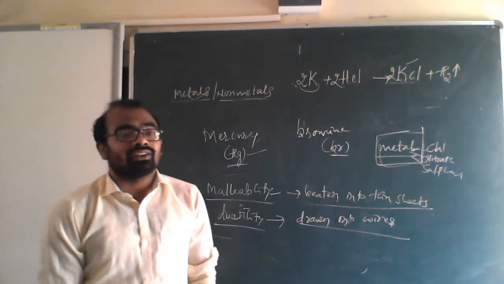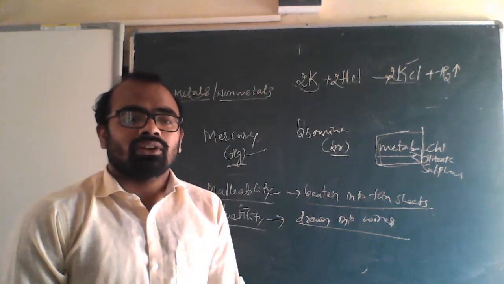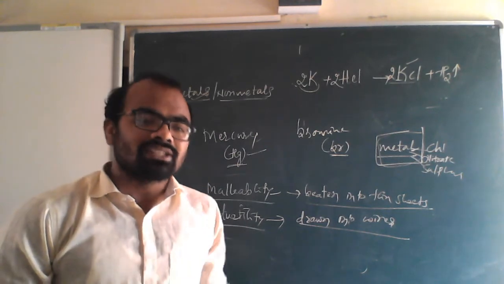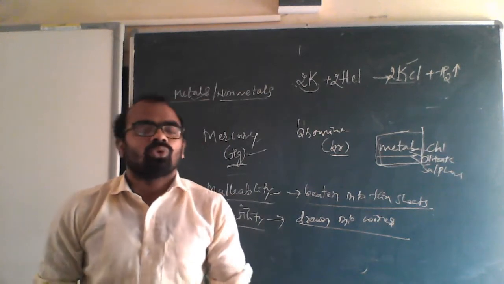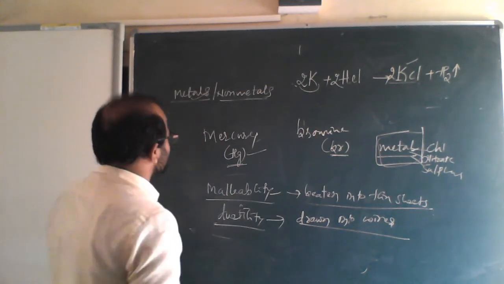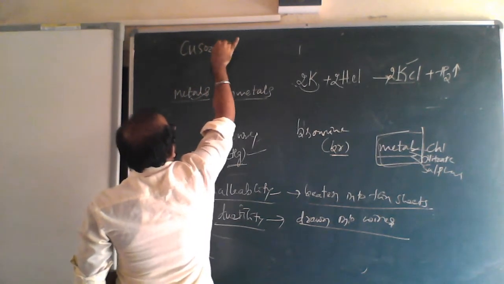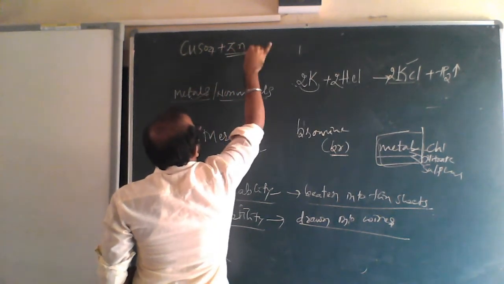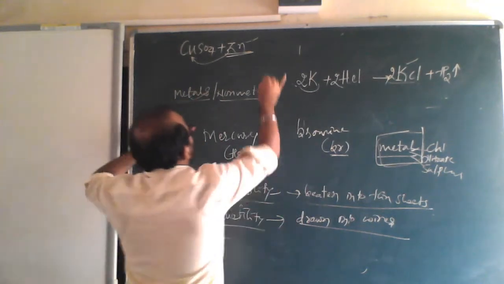And of course there is the displacement reaction. What is a displacement reaction? Whenever the most reactive metal displaces the least reactive metal from its aqueous solution, we call it a displacement reaction. For example, take CuSO4 plus zinc. Zinc is most reactive compared to copper. Copper is the least reactive metal. So what happens?